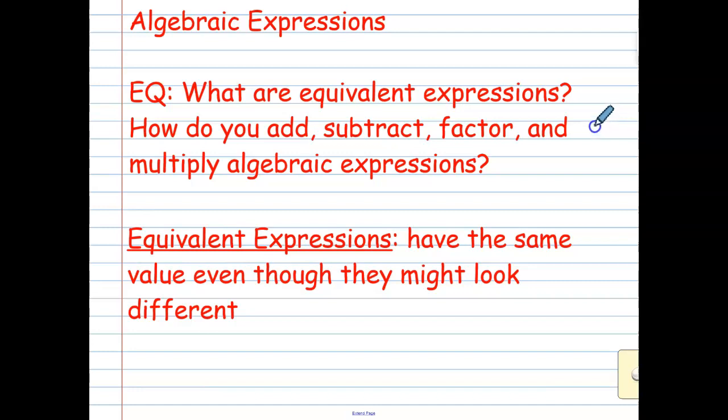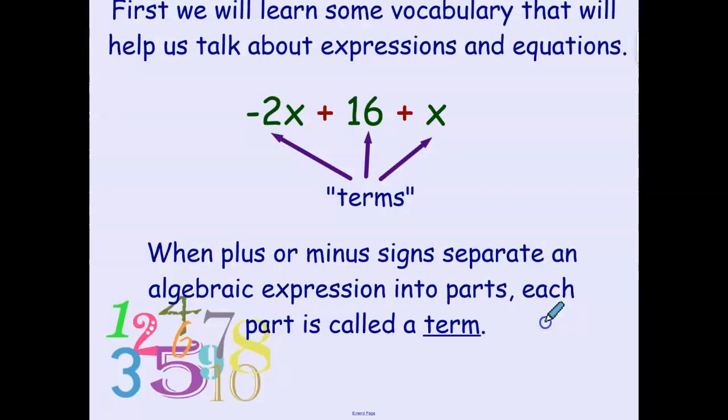In the next couple of lessons, because we're going to bunch it all together about algebraic expressions, we're going to look at what they are and how we can add, subtract, factor, and multiply these things. Ultimately, we're trying to make equivalent expressions. And that means they have the same value even though they might look different.